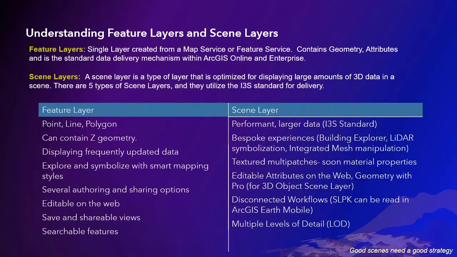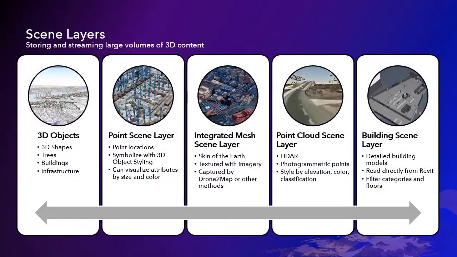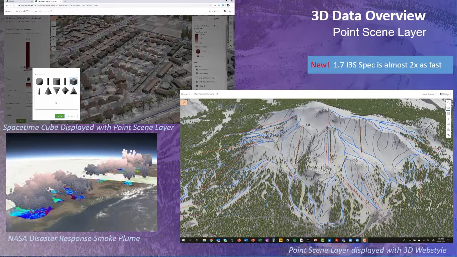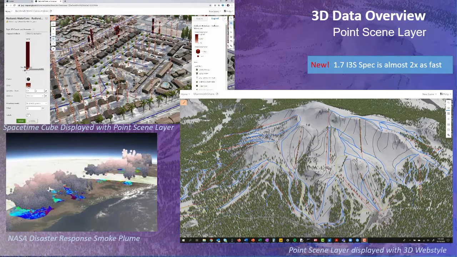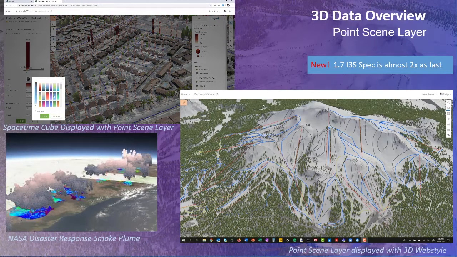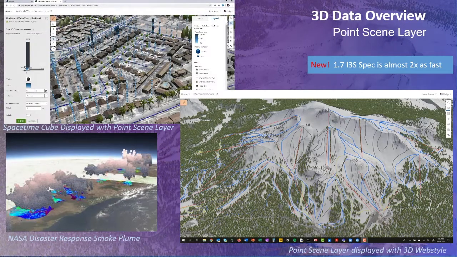Let's take a deeper look at some of those scene layer types. So getting right to it here, point scene layers are points. The example on the top left is showing a space-time cube displayed with a point scene layer, and we're looking through the ways that you can apply a specific smart mapping style to it.